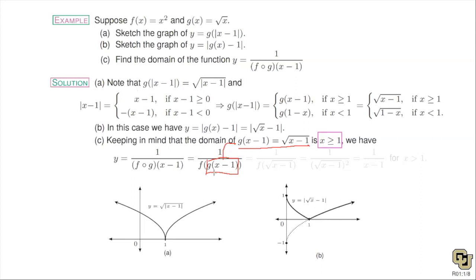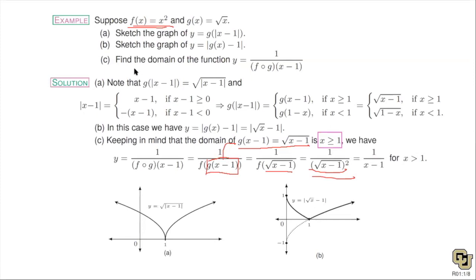So now let's actually calculate g of x minus 1. I replaced it with this root x minus 1 right here. And now let me do f of root x minus 1. Remember, f is the squaring function. So I'm going to take root x minus 1 and square it. So this, x minus 1 to the 1/2 squared, just gives me x minus 1 in the denominator.